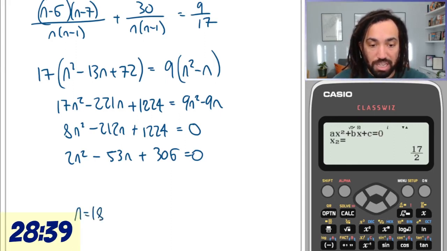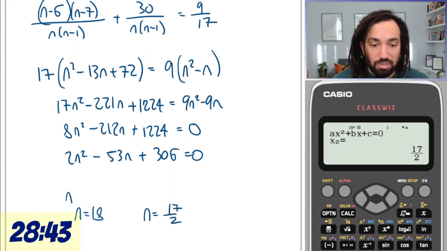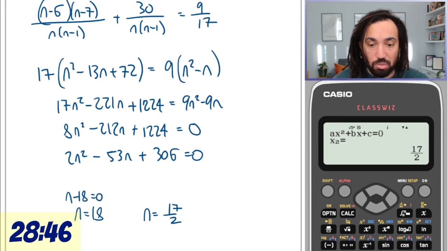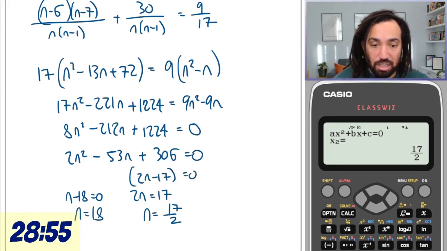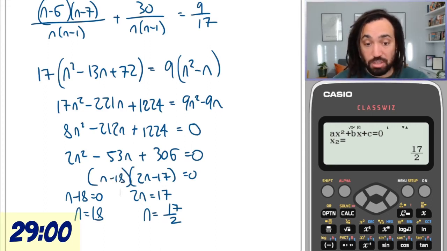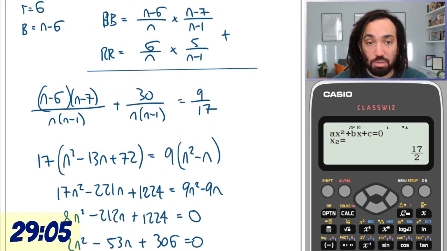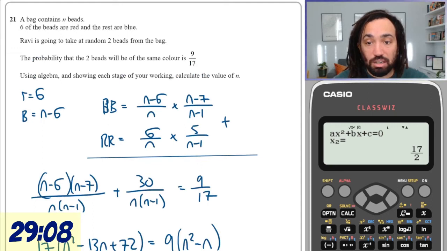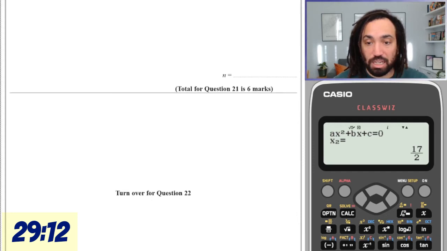So I know my answer is going to be 18, or n is going to be 17 over 2, which means we would have had n minus 18 equals 0, or we would have had 2n was equal to 17. So therefore the brackets would have been 2n minus 17, and the other bracket would be n minus 18. So look, we factorised it. The examiner knows no difference. And the answer would be this one, because it has to be a whole number. It says calculate the value of n. Yeah, n has to be a whole number because it's the number of things in the bag.